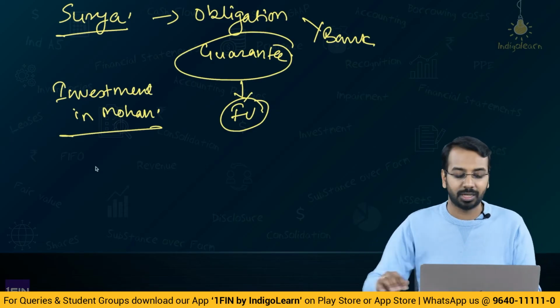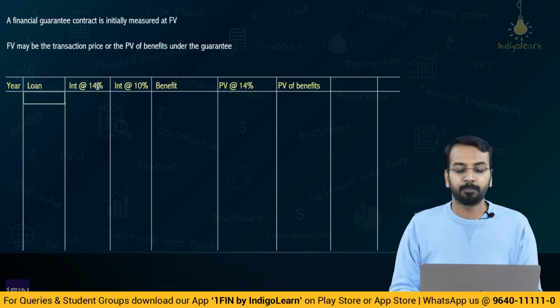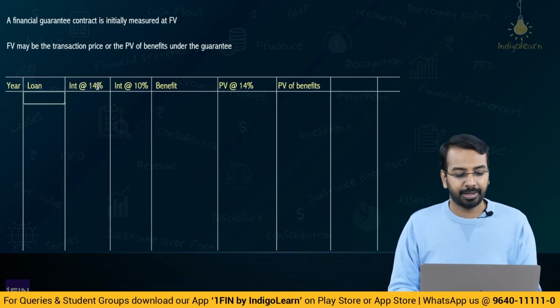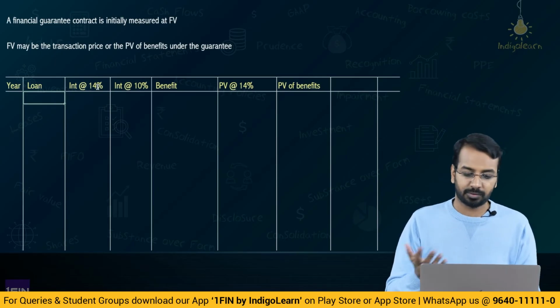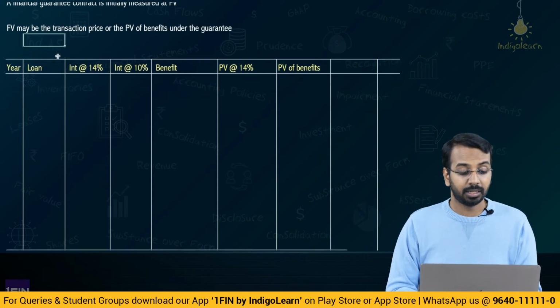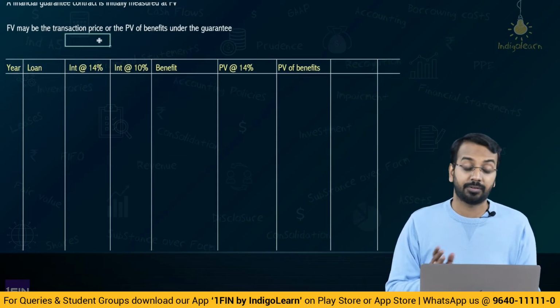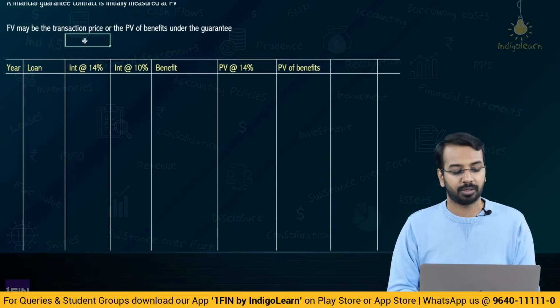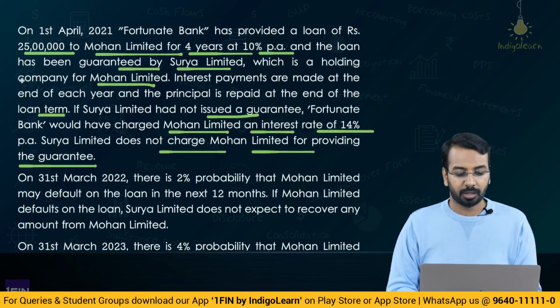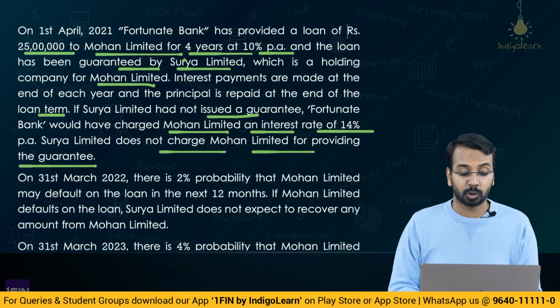So now, having understood this, let us look at the solution. Here, a financial guarantee contract is initially measured at fair value. This we have already understood in the class as well, and the fair value is either the transaction price if available, or otherwise present value of benefits under the guarantee. Now here what we need to do, we need to calculate the benefit. So what is the benefit?